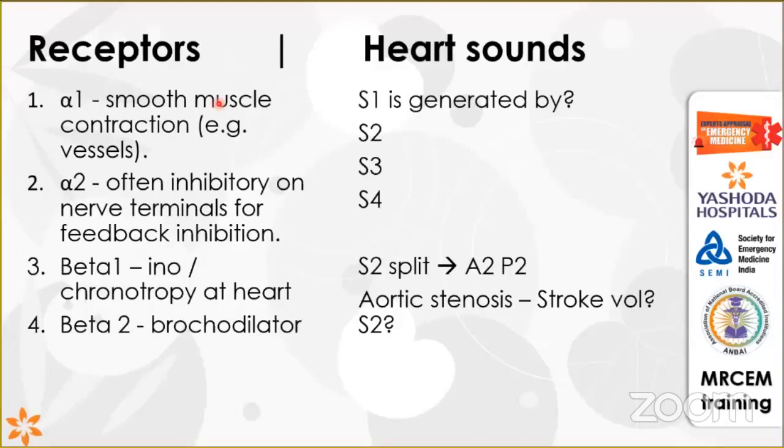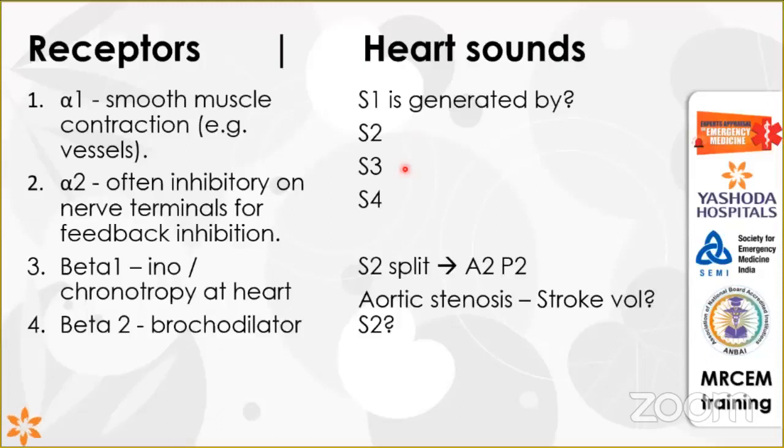Heart sounds. S1 is due to closure of the mitral and tricuspid valves. S2 is because of closure of the aortic and pulmonary valves. S3 occurs when the blood comes and hits the ventricular wall. S4 occurs when the ventricle is almost filled and the atrium is trying to contract and push more blood into it; it is because of atrial systole. S2 is sometimes split. The normal flow of events is that the aortic valve closes first, then the pulmonary. So A2, P2 is the sequence.